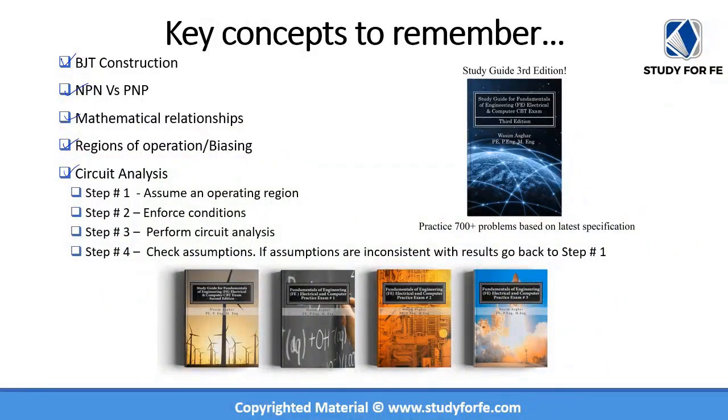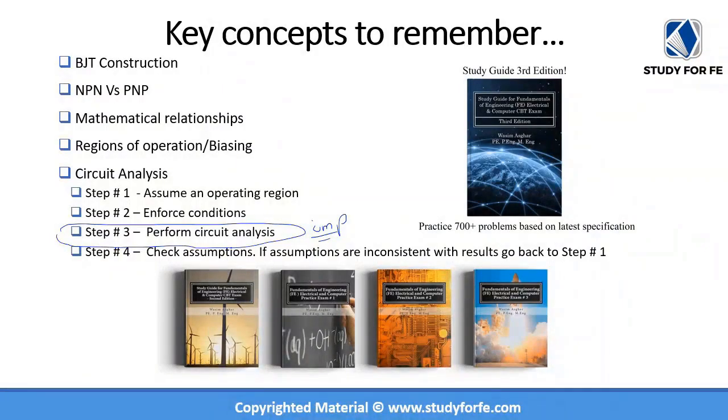These steps are very important to remember. They are not clearly laid out in the NCEES FE reference handbook. Over there they provide you the conditions, but you have to have this methodology, and this will come with practice. So assume an operating region, enforce the conditions, perform the circuit analysis, essentially find out the unknown currents and voltages, and then finally check the assumptions. I guess that if you're good with circuit analysis, this is probably the only step that is relevant, and it's a very important step.